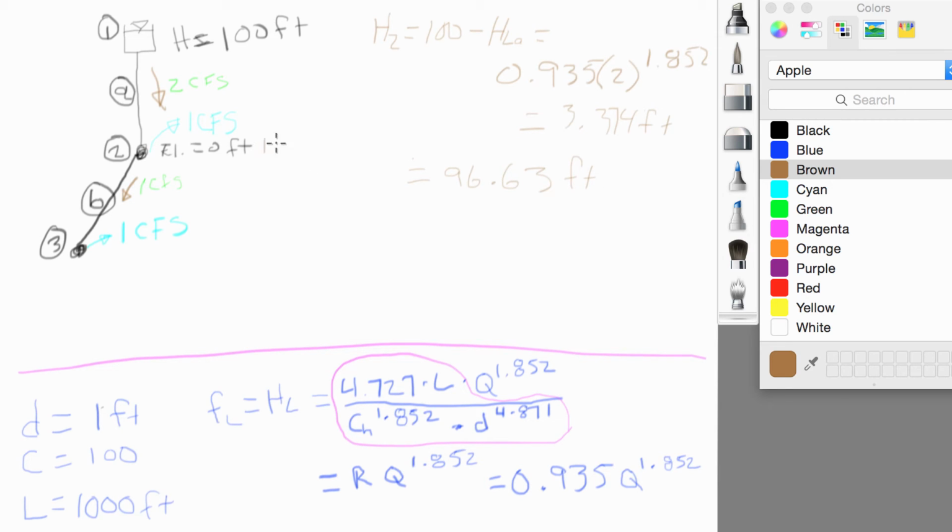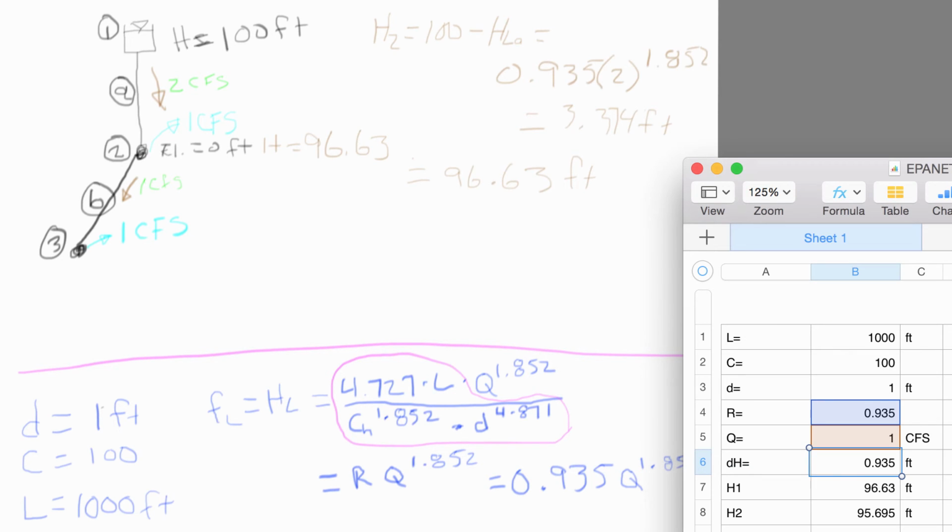Okay. And then we can subtract that 0.935 from here, and we get 95.695.